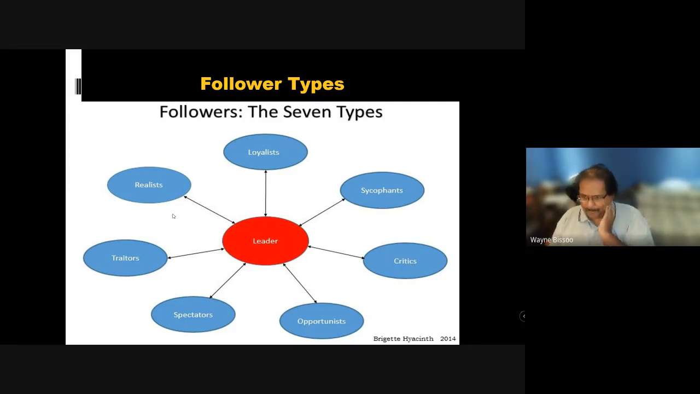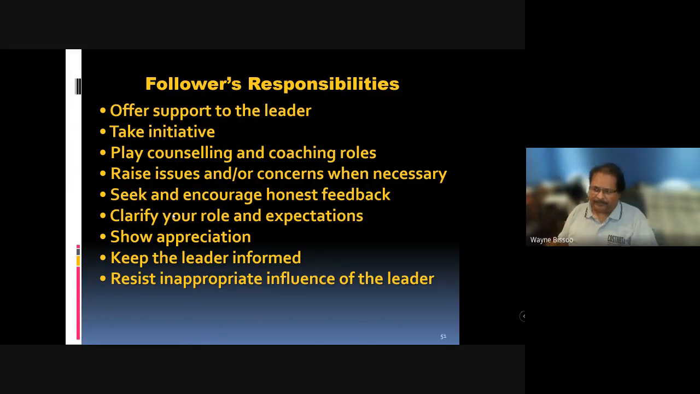All right. So what are the responsibilities of followers? Offer support to the leader. That goes without saying generally. Take initiative. That's something that some leaders don't like, so you have to be careful, but also understand the nature. Play counseling and coaching roles, that is towards each other as well as the leader. Raise issues and concerns when necessary. Sometimes some leaders don't like that. Seek and encourage honest feedback. Again, some leaders don't like that.